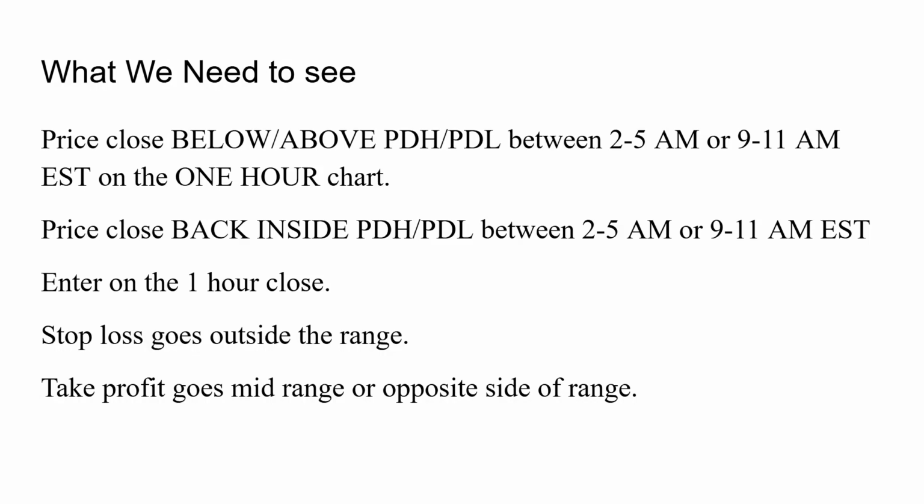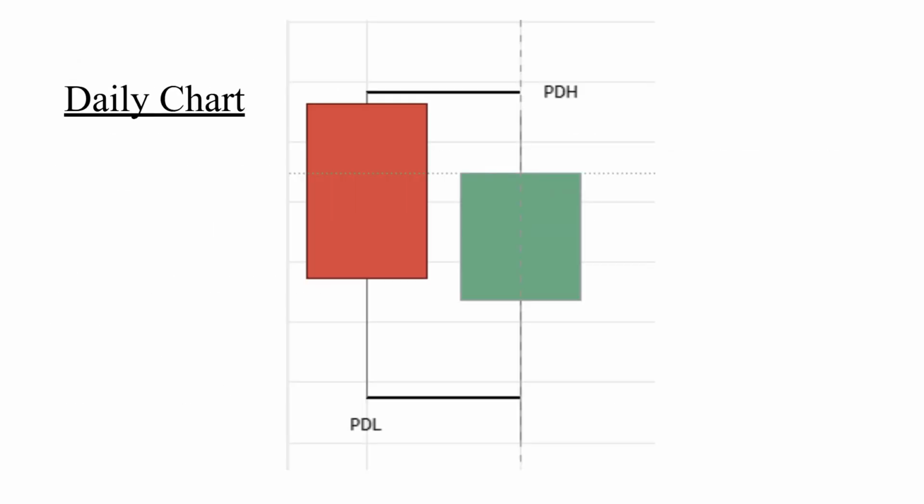Then you need price to close back inside that same daily range of the prior day, within that same time frame of 2 to 5 or 9 to 11. All right, so you're going to enter on a 1 hour close and 1 hour close only. And then the stop loss is going to go outside of the range, and I'll show you this. Take profit you can do in the middle of the range if it's a larger one, or the complete opposite side of the range. So let's take a look and see how this actually looks.